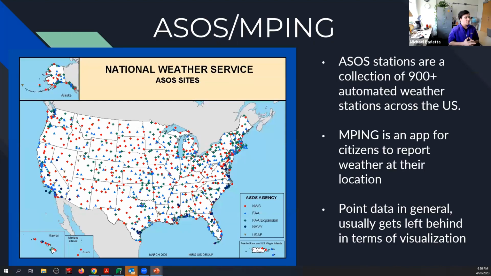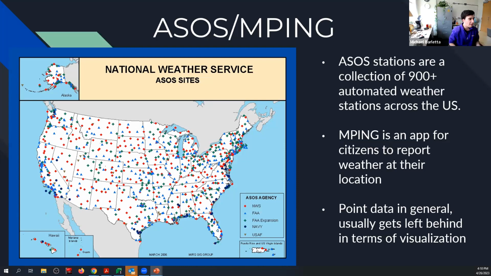So that gets us into my original motivation for this project, which was plotting point data, ASOS and MPing. There really are not a whole lot of places to visualize this type of data. What we see here on a map are the collection of 900 plus automated weather stations across the US, whether that be at the National Weather Service or for the FAA.